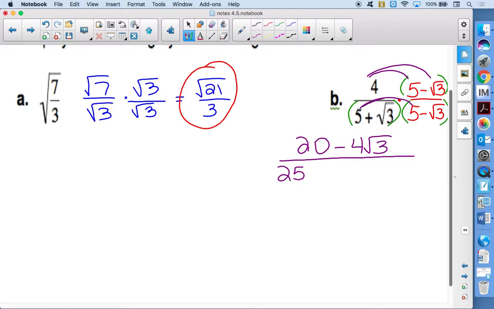And then we're going to take 5 times negative square root of 3. So write the negative sign first, the whole number, and then the square root. So negative 5 square root of 3. And then we have a square root of 3 times 5. It's positive 5 square root of 3. And then the last one.